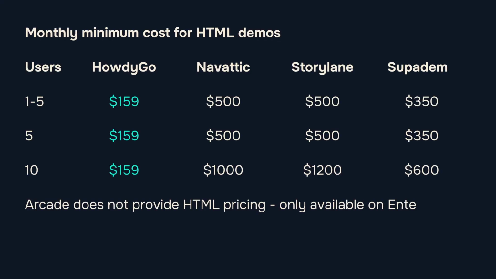Supademo, Storylane, Navattic, and Arcade all charge on a per user basis, and they all start with a minimum of 5 users. Comparing the price of these different platforms and packages is obviously very difficult because each platform uses a different name for the same feature and they bundle things slightly differently. So here's my take on how you can choose an interactive product demo platform for yourself.